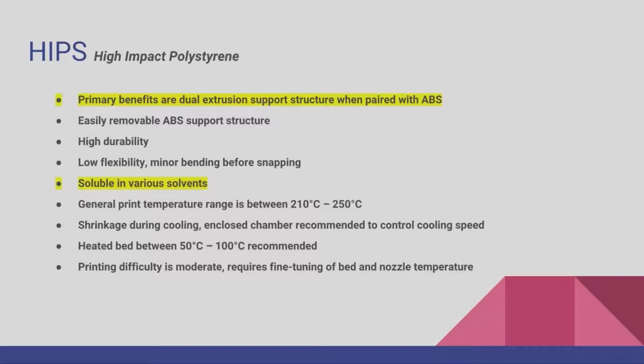Next we have HIPS. So the primary benefits are dual extrusion support structures when paired with ABS. Some 3D printers have dual extrusion, which means you can print maybe two different colors, two different types of plastics, depending on what you're using. So some objects that you're going to print, you're going to need supports. So most common use for HIPS would be to use that for your supports. That can easily be dissolved in various solvents.